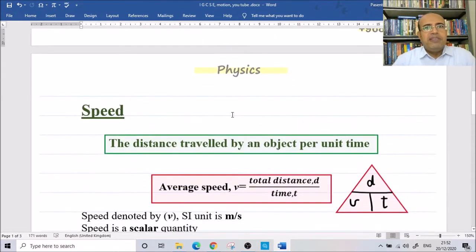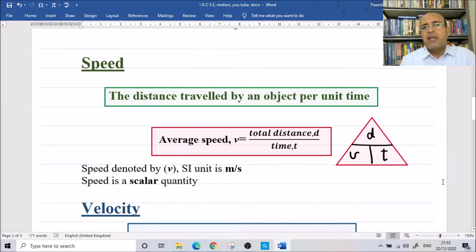What about the speed? What is the speed? The speed is the distance traveled by an object per unit time. This is the definition of speed. Actually, the average speed equals the total distance over the total time. We can draw this triangle to be useful for us. The average speed, or the speed, is denoted by V. We can say V bar to say average speed. It is the distance over time.